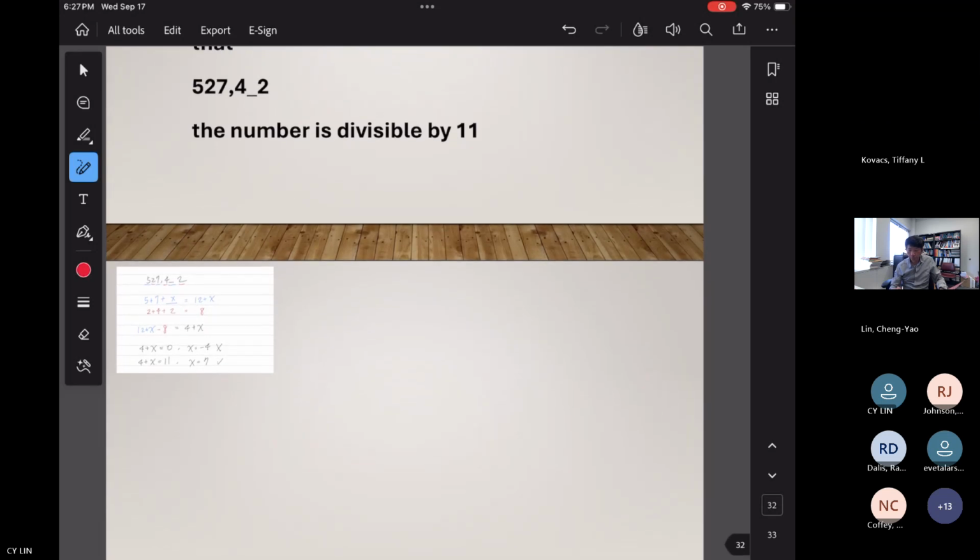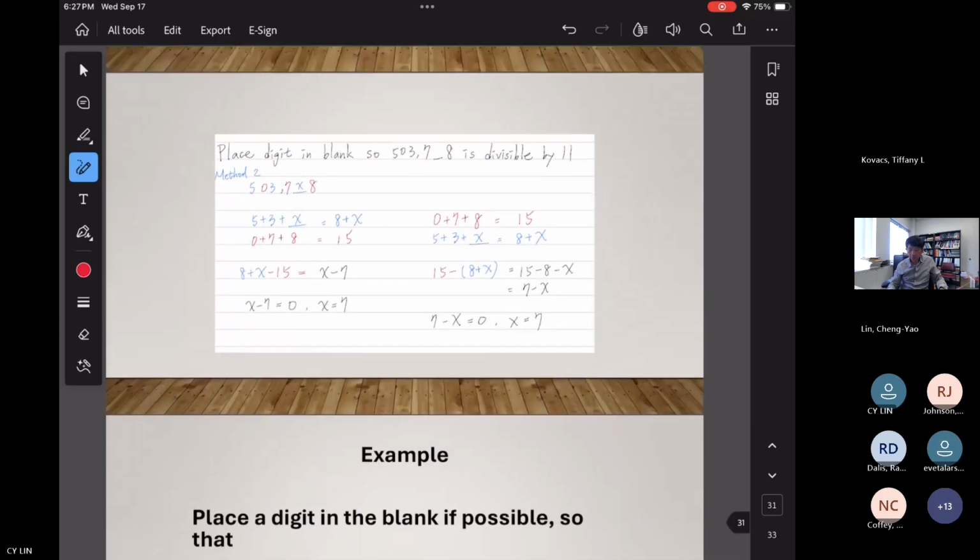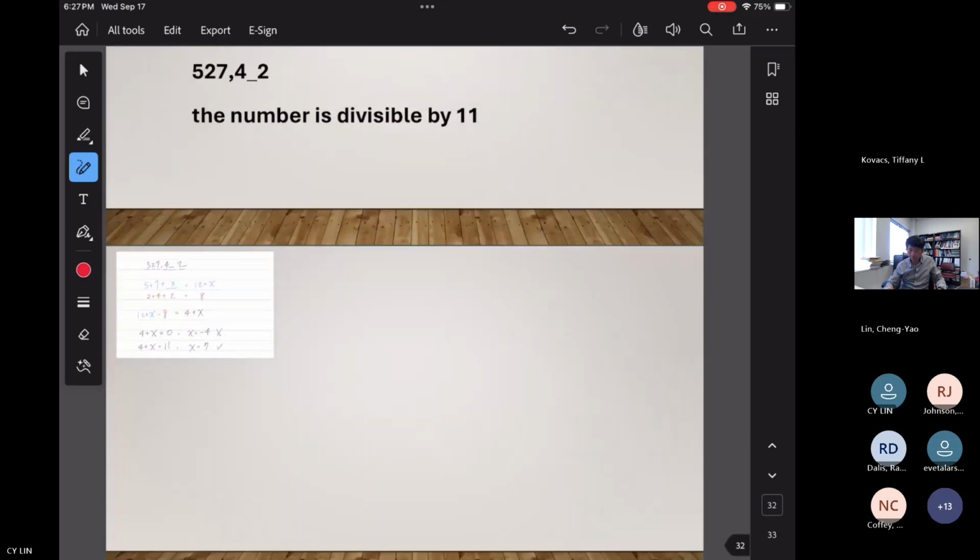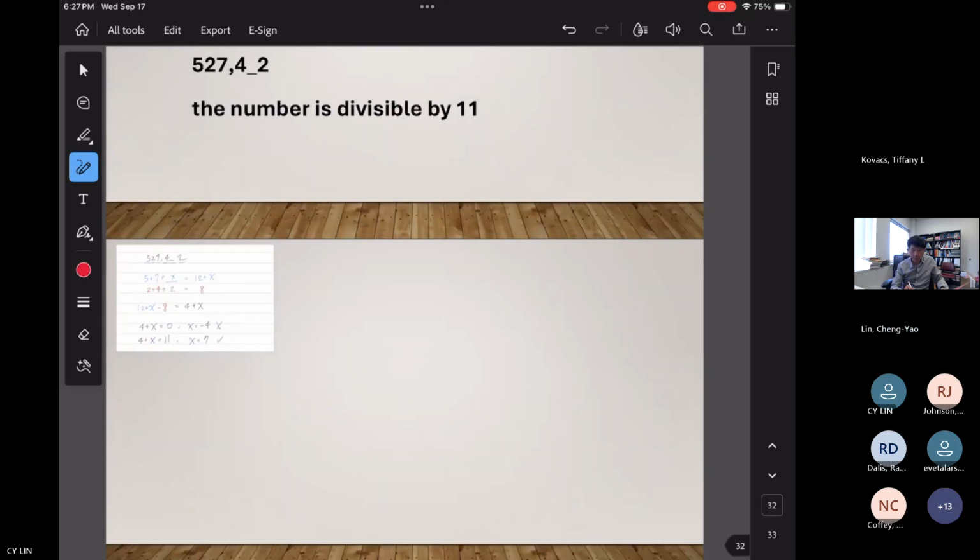I do one problem, you do one, okay? We will come here. 5, 4, 3, 7, and blank, and 8. And one number I fill in will make this divisible by 11.